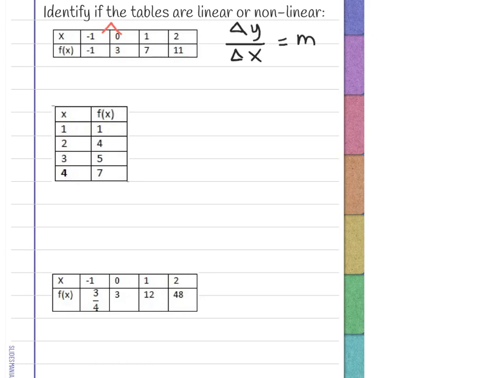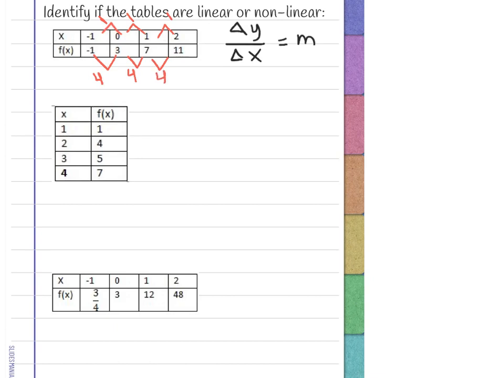So what's the difference between these two right here? The way we find the difference is 0 minus negative 1. 0 minus negative 1 is just positive 1. 1 minus 0 is just 1. 2 minus 1 is just 1. Now, what's 3 minus negative 1? That's going to be 4. 7 minus 3, that's 4. And 11 minus 7, that's 4.